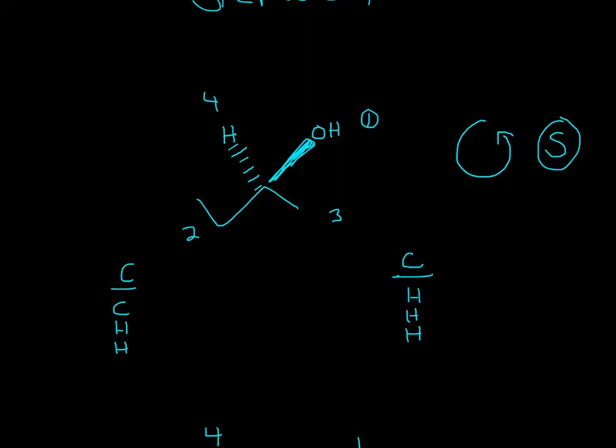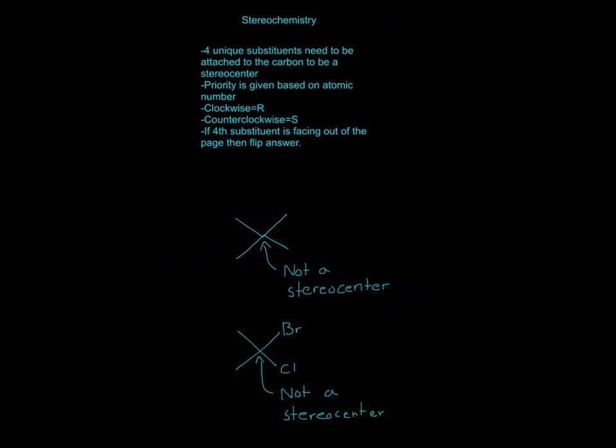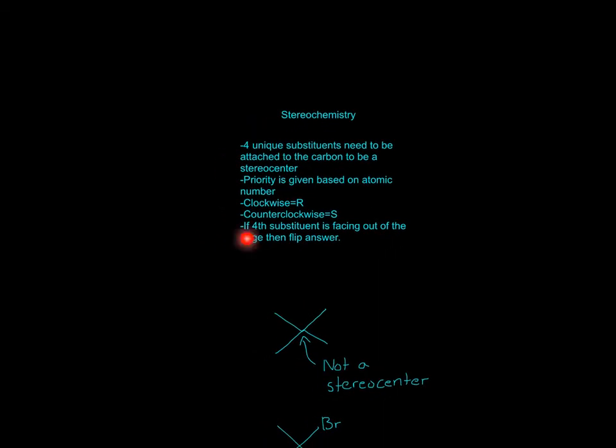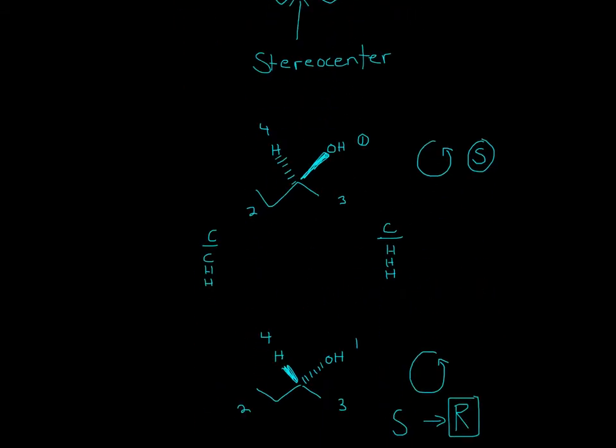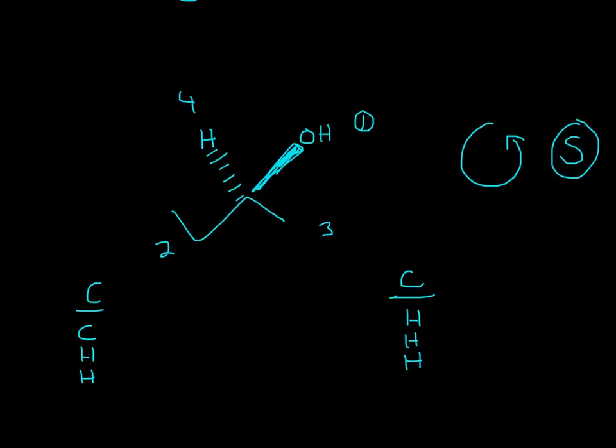Now the final case, if you remember, it says if the 4th substituent is facing out of the page, then flip the answer. So let's look at it. In this case, it's actually not, because the OH is facing out of the page. If the OH is facing out of the page, that means the hydrogen is facing into the page. And since it's facing into, we don't have to flip it.